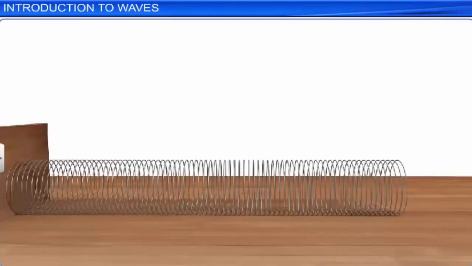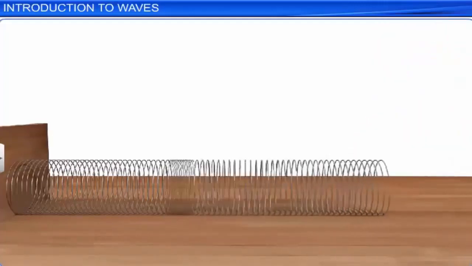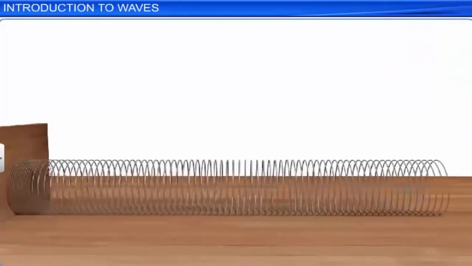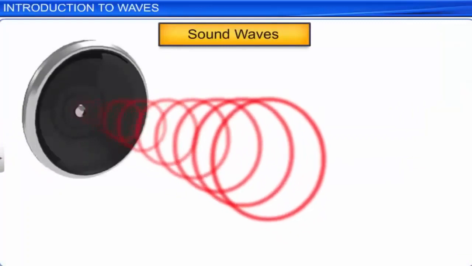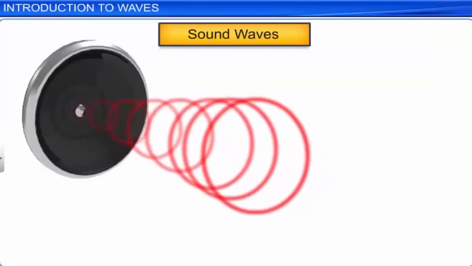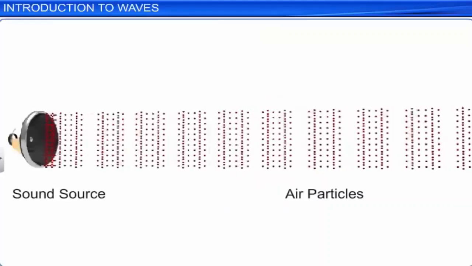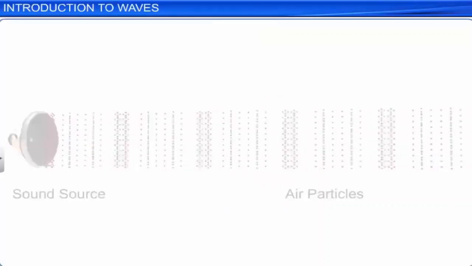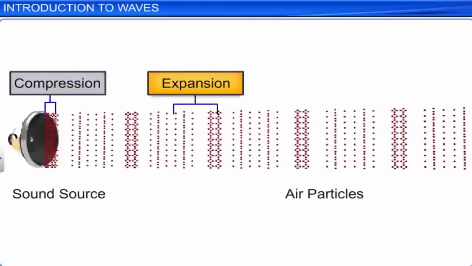Now, let us see how sound waves propagate through air. When a sound is produced, it compresses or expands a small region of air at the source, causing a change in the density delta rho of the air in the region. This induces a change in the pressure delta P of air in that region.